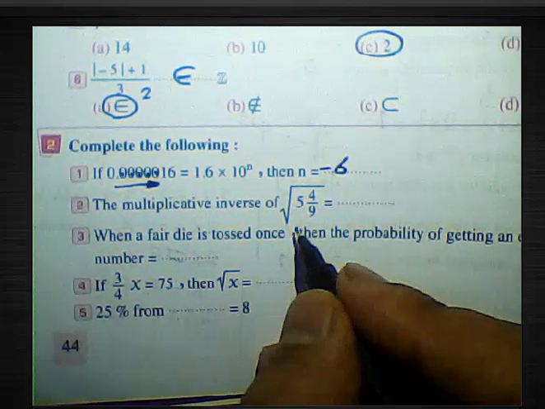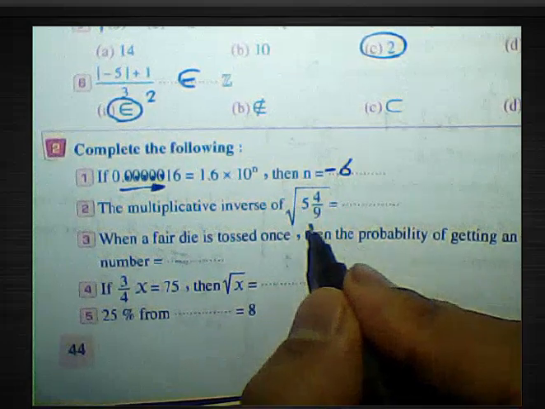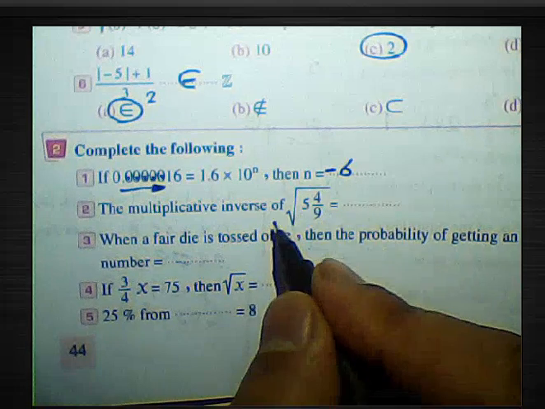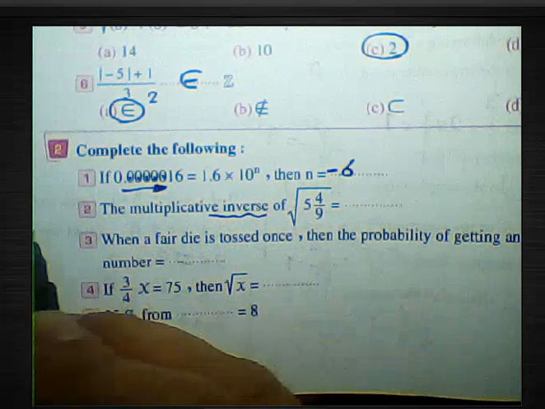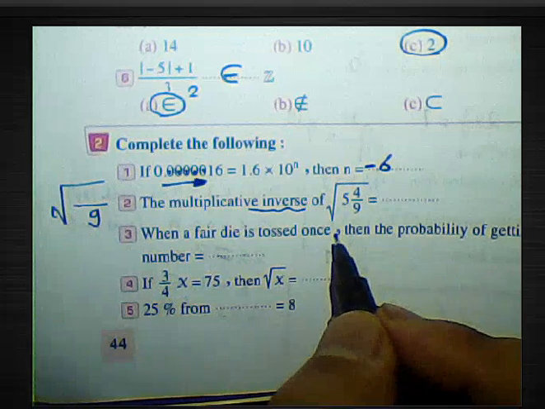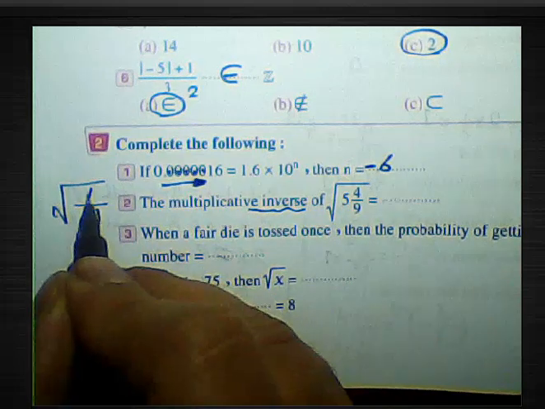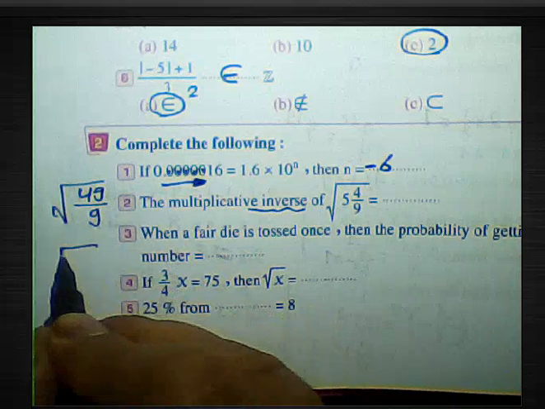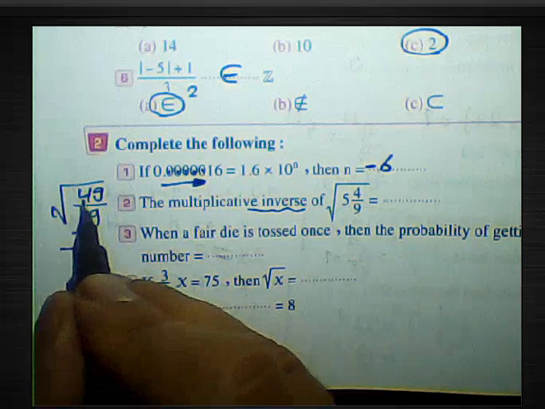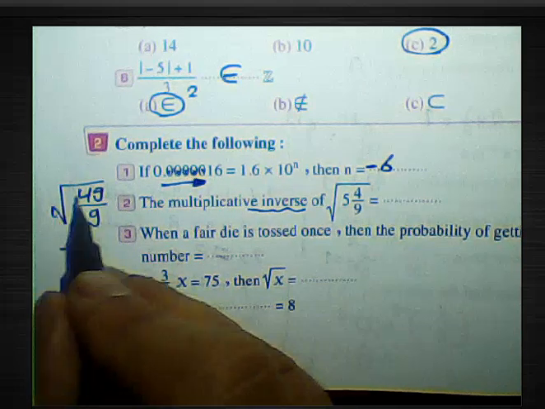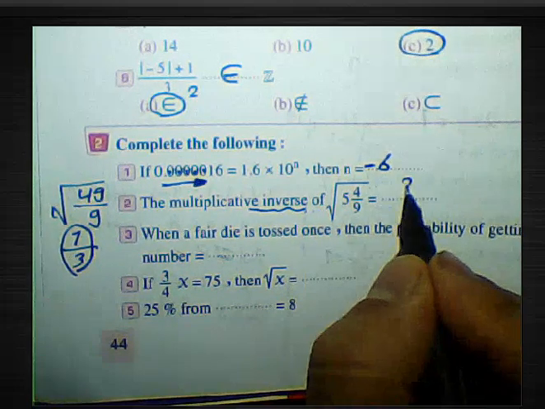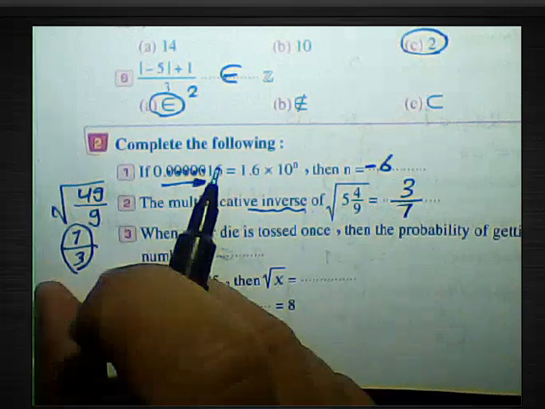The multiplicative inverse of 5 and 4 over 9 is what? First, convert from a mixed number to an improper fraction, and then find the inverse. Write 9 in the denominator, and 5 times 9 equals 45, 45 plus 4 equals 49. The result is the square root of 49, which is 7, and the square root of 9 equals 3. The multiplicative inverse of the result will be 3 over 7. We must write the inverse of the result.